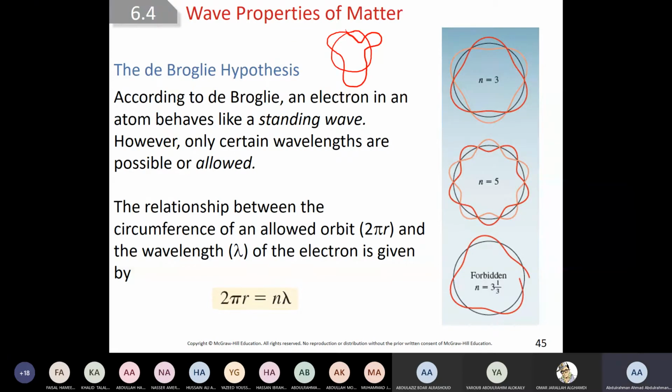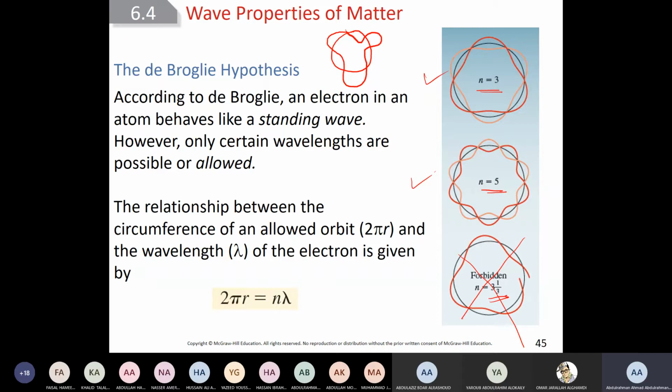partial waves. For example, in this drawing, this is 3 waves, and they have to be continuous like this one. N is equal to 3, N equal to 5. Here, N equal to 3 and 1/4. This is not acceptable, it's forbidden, but this is acceptable and this is acceptable. What is he trying to say?